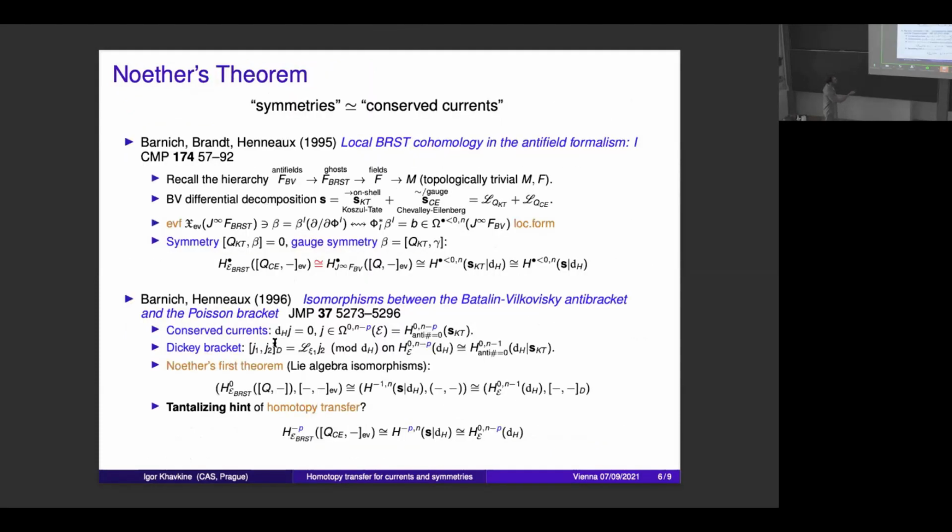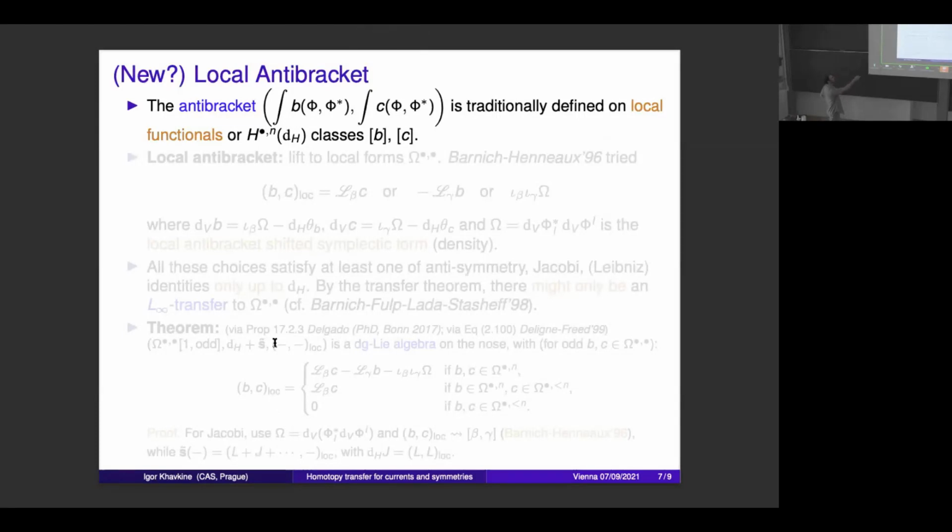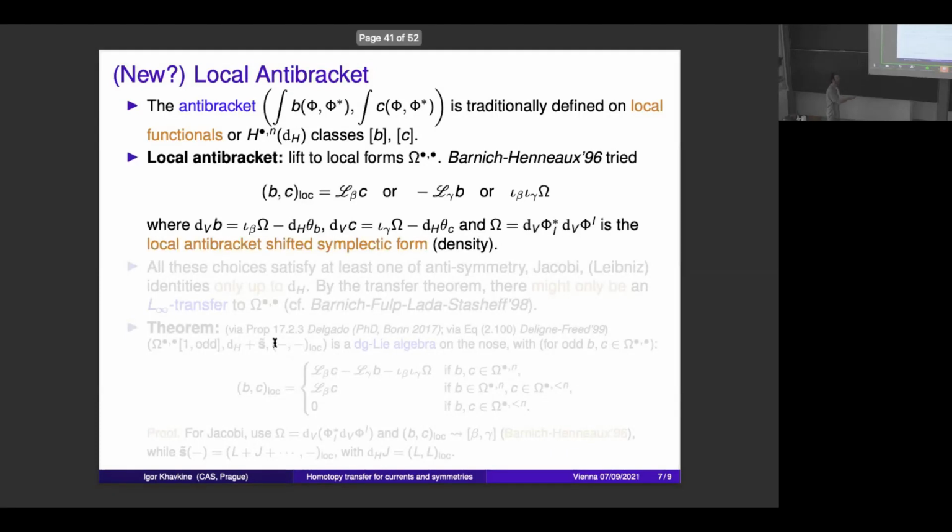All right, so this Lie algebra structure, or DG Lie algebra structure, implemented through the anti-bracket, allows us to homotopy transfer an L-infinity structure to the cohomology of these local forms. So it's implemented through the anti-bracket defined on these cohomology classes of local forms with respect to the horizontal differential. What if we try to lift this anti-bracket to a so-called local anti-bracket, on the forms themselves and not on their cohomology classes?